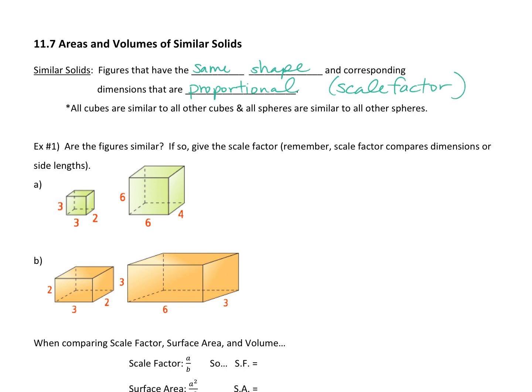So one thing to note, cubes are always proportional to all other cubes, right? Rectangular prisms are not always proportional to every other rectangular prism, but a cube is always like 3 by 3 by 3 and then 4 by 4 by 4. So their scale factor is 3 to 4 and 3 to 4 and 3 to 4, right? So that scale factor is never going to change because all the sides are the same lengths on both of them.